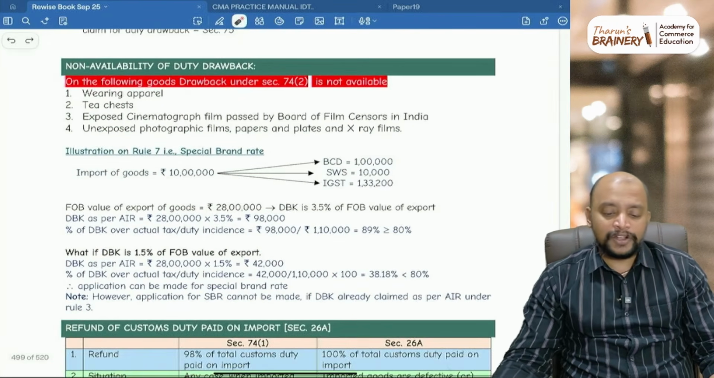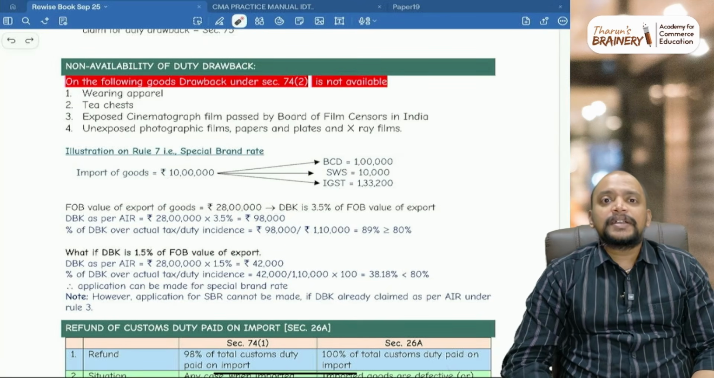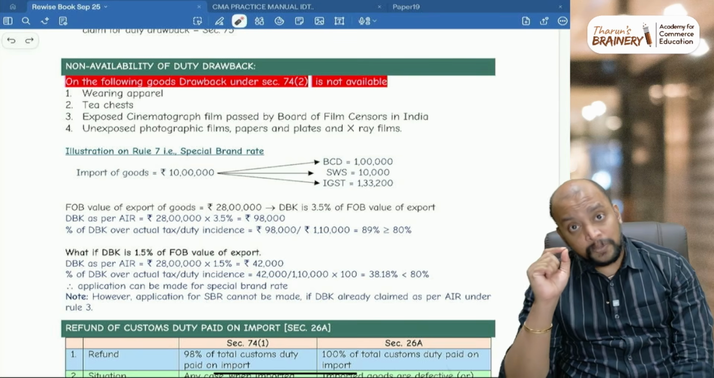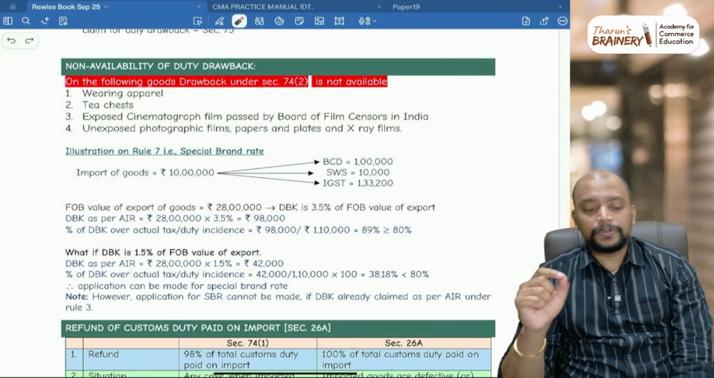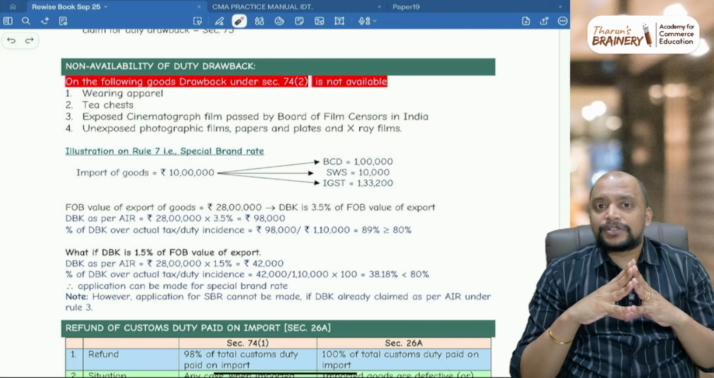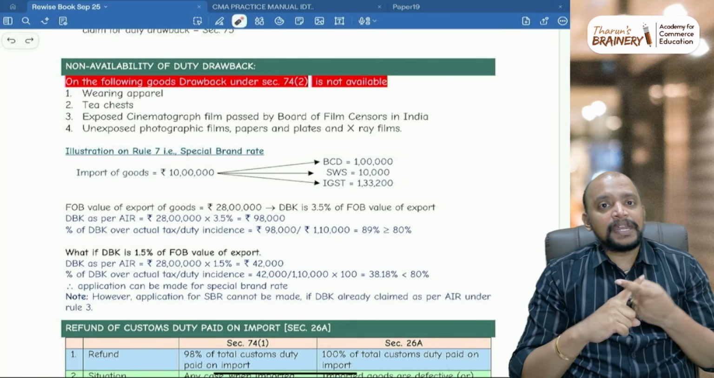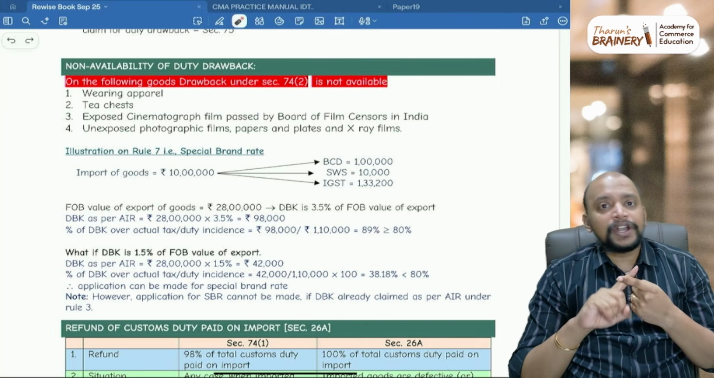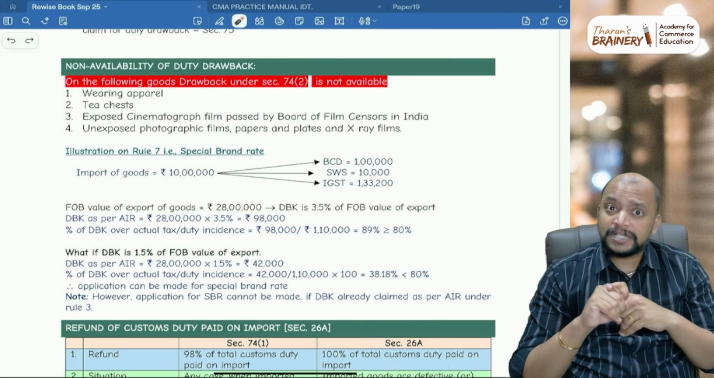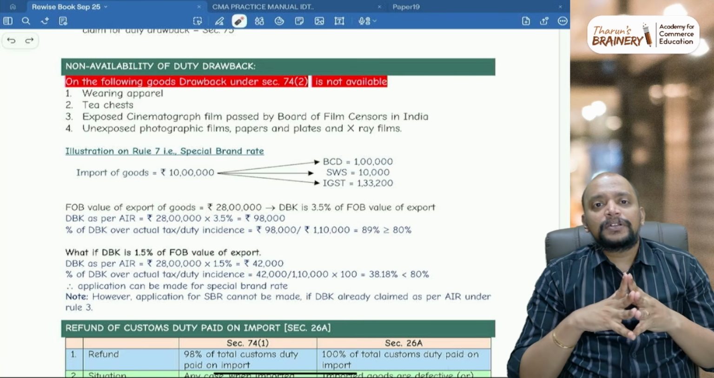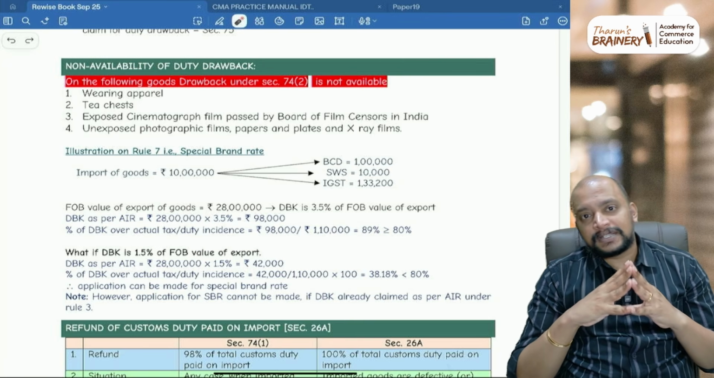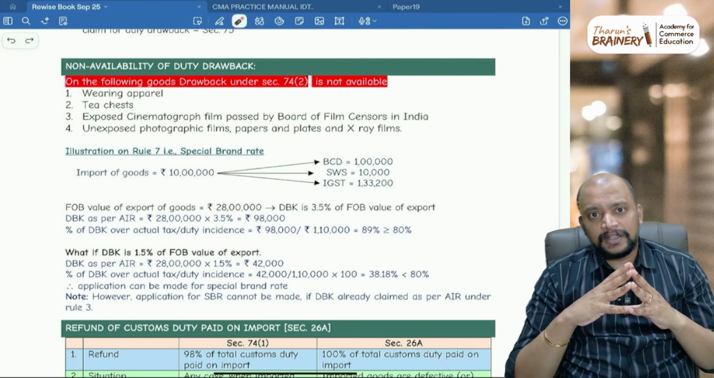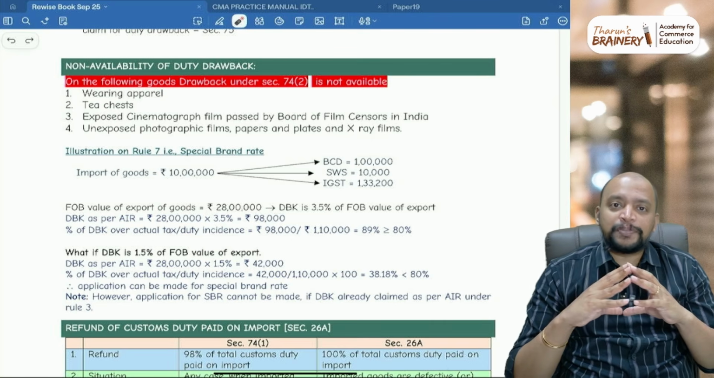And non-availability of duty drawback. What is this? In few cases under 74 subsection 2. Remember, not 74 subsection 1, 74 subsection 2. So few goods duty drawback is not available. What are they? Wearing apparel. So if you import garments, you use it and then export, you will not get duty drawback. Use it and export, sir? Yes. Example, you might be seeing lot of celebrities will be wearing these imported dresses, imported garments, and the same garment they will not repeat.